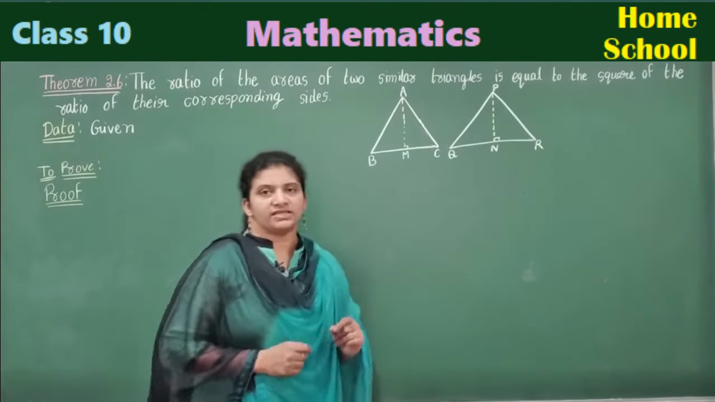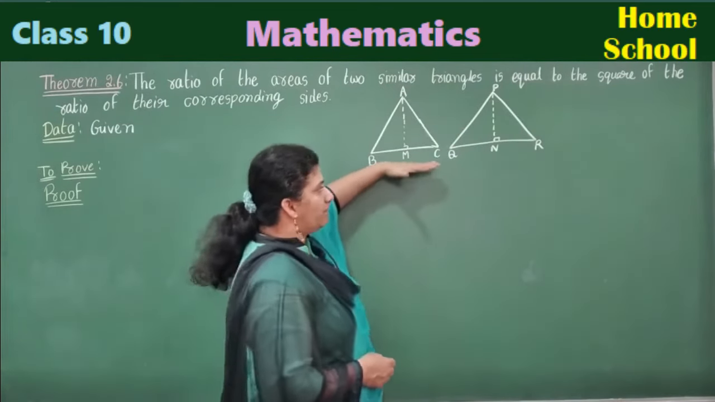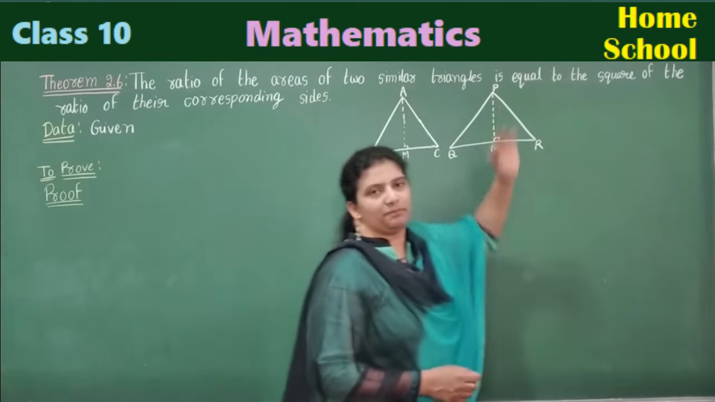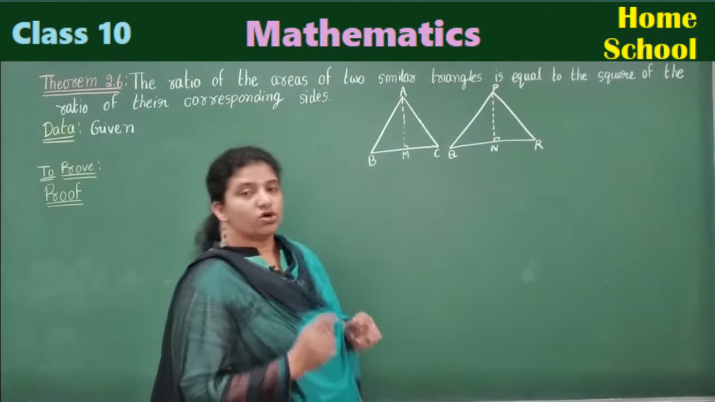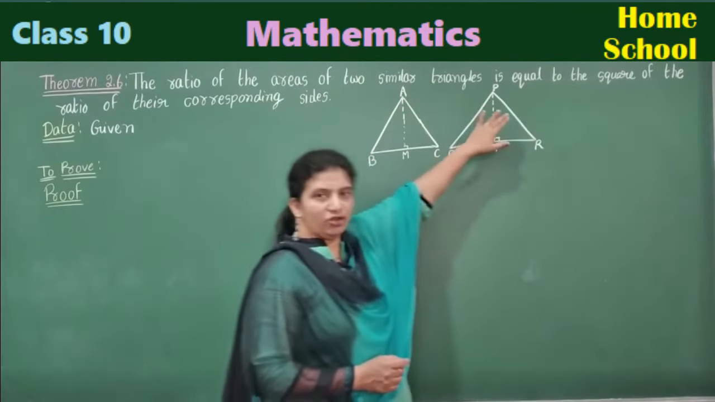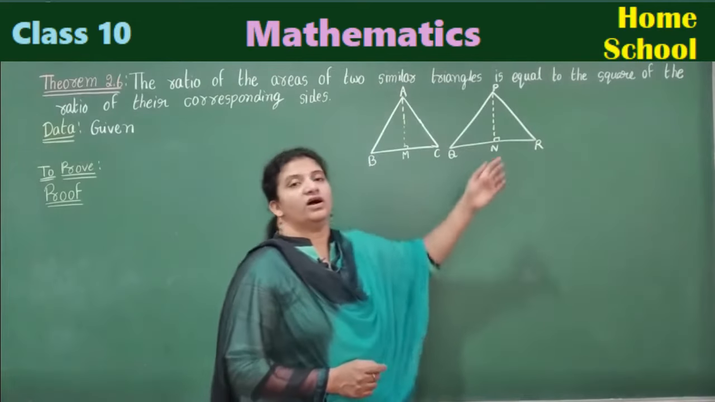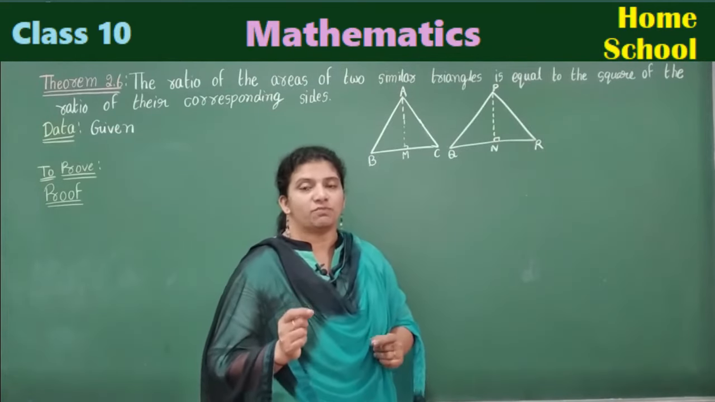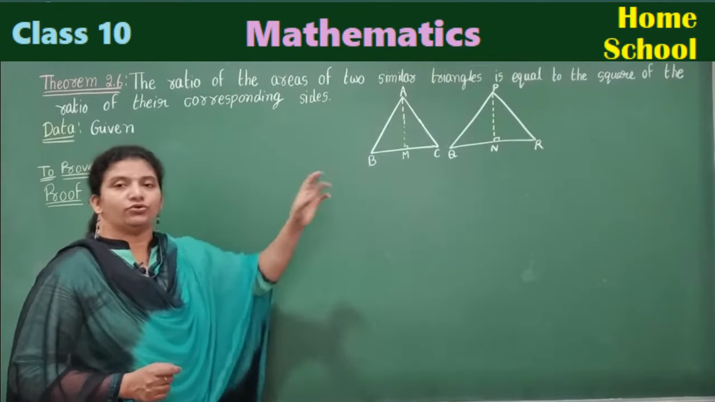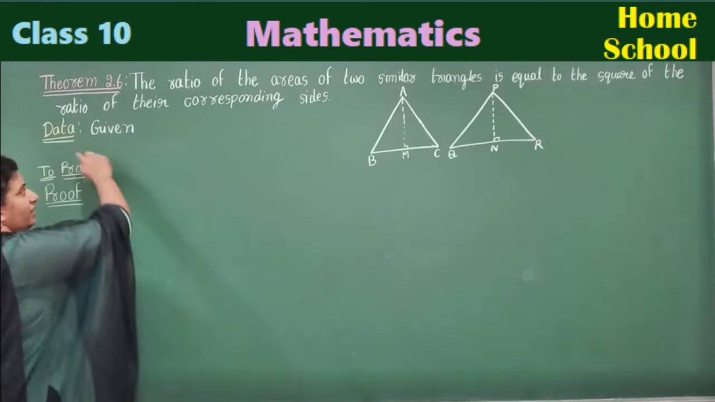What are the corresponding sides, children? Try to identify here. AB, PQ, BC, QR, CA, RP. Right? So, what is your question? Area of this triangle by area of this triangle is equal to the square of the ratio of their corresponding sides. Okay? So, given the two triangles are similar. So, let's start our data here.